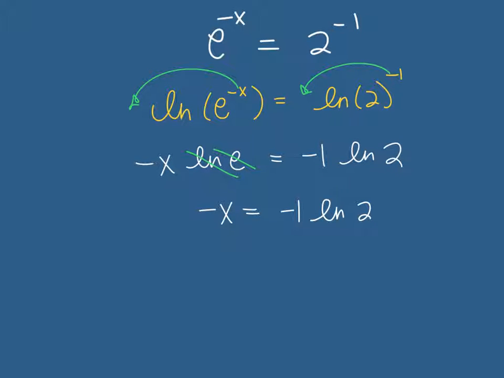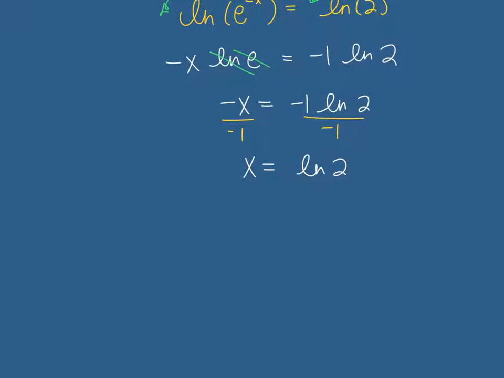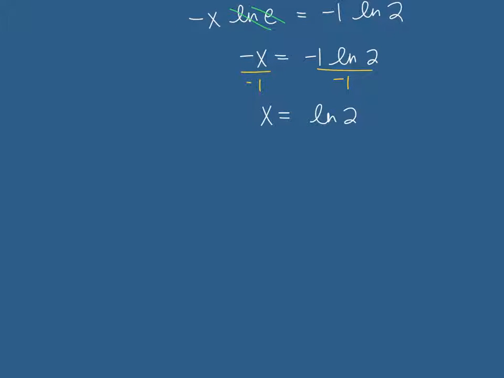My last step would be to get rid of the negative 1 by dividing. So divide both sides by negative 1. So x by itself is just plain old ln 2. That was all that was left. Okay, I only have 2 more examples, which should leave you with at least 20-25 minutes to work on your lesson.